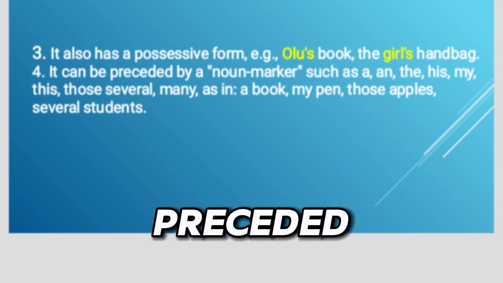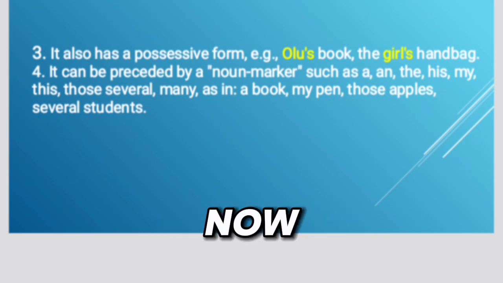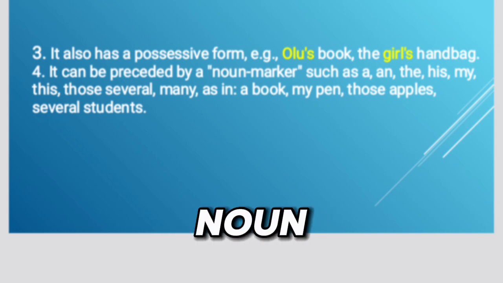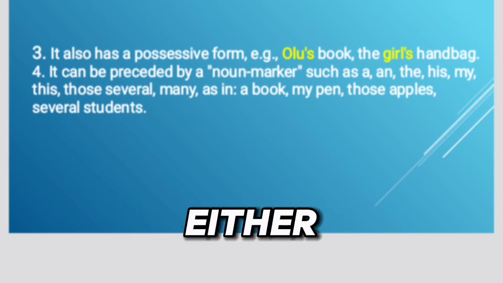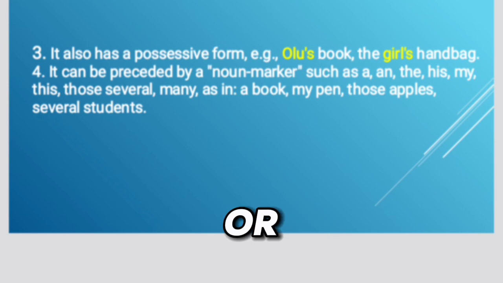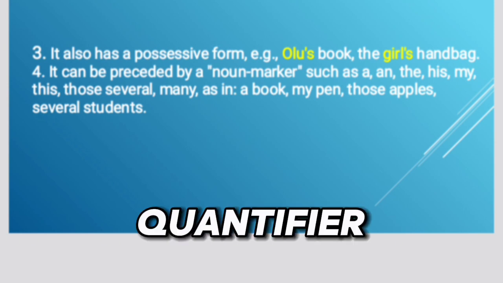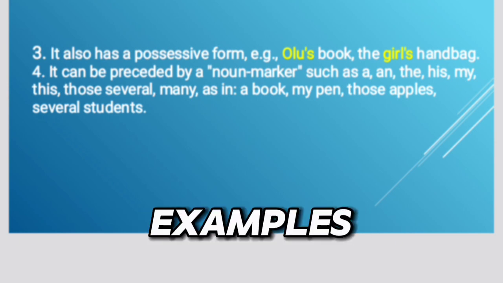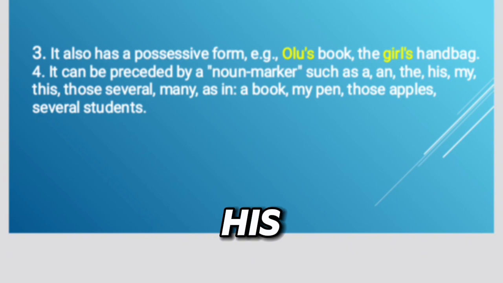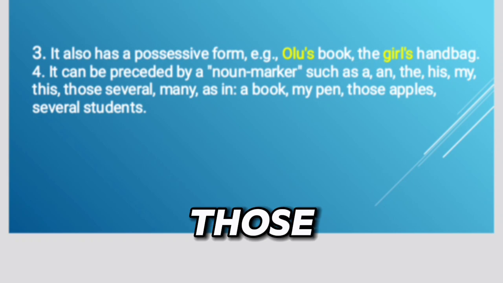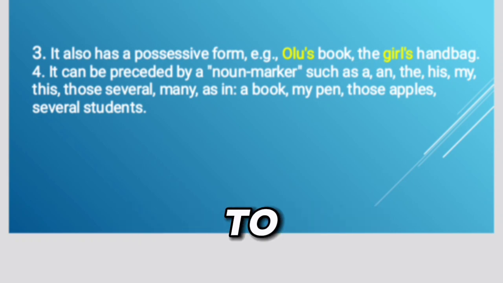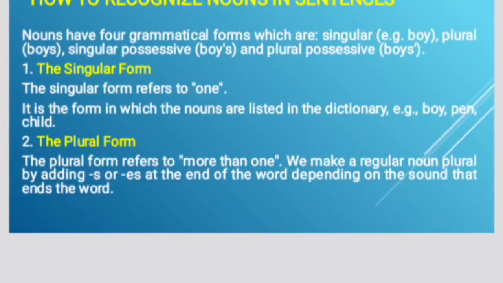That's the last one now. A noun can be preceded by a noun marker. A noun marker is a determiner, either an article or a modifier or a quantifier. Examples: a, an, his, mine, and all that. So we add those determiners to nouns, not to other parts of speech.